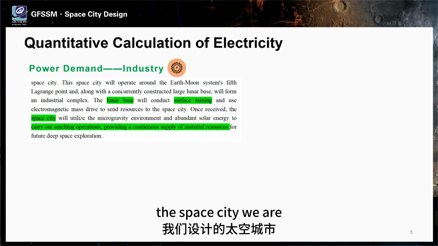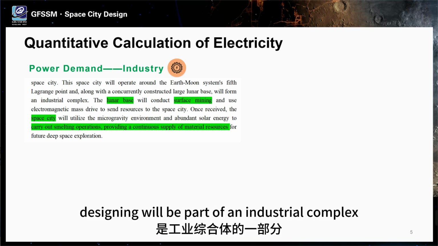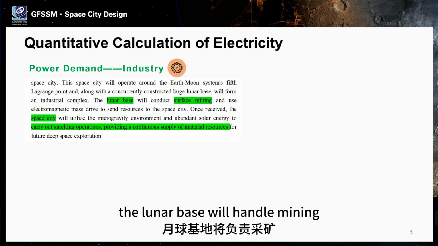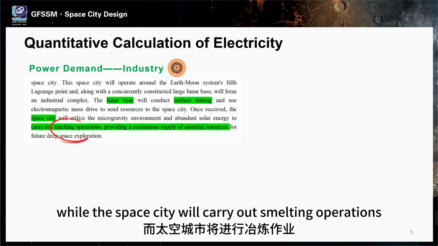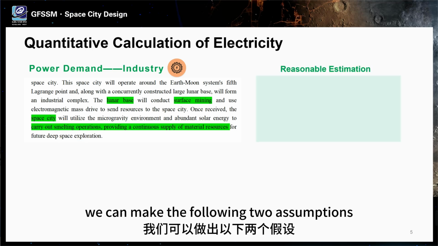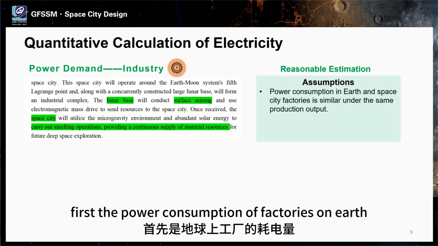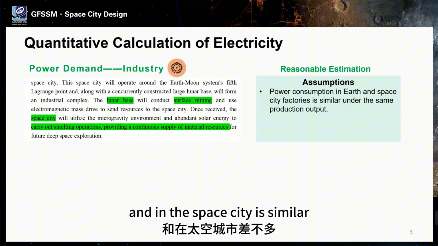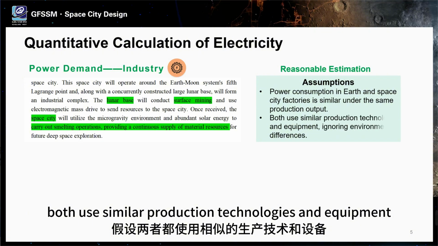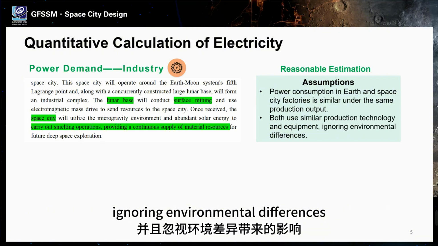The space city we are designing will be part of an industrial complex connected to the lunar base. The lunar base will handle mining, while the space city will carry out smelting operations. To estimate the power demand for industry, we can make the following two assumptions. First, the power consumption of factories on Earth and in the space city is similar under the same production output. Second, both use similar production technologies and equipment, ignoring environmental differences.